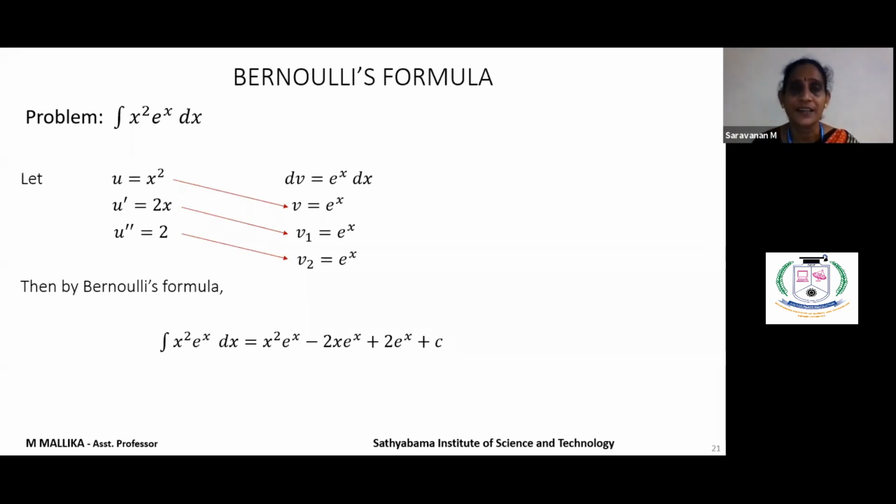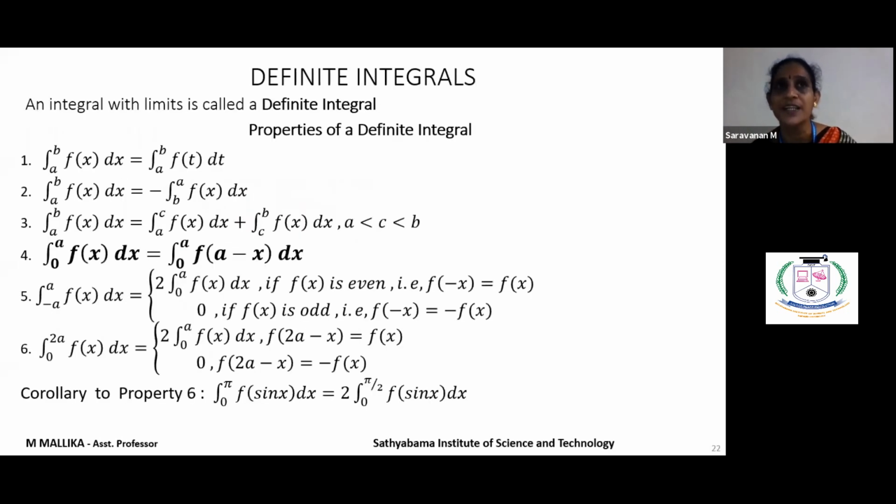So we have seen some of the main techniques for integration under indefinite integrals. What are they? They are direct integration. Next is integration by substitution. Then integration using partial fractions, integration by parts, and generalization of integration by parts, which is known as Bernoulli's formula. Now we enter into the other classification of integrals, which is known as definite integrals. Here we are going to limit ourselves to only some of the simple problems based on the properties of a definite integral.